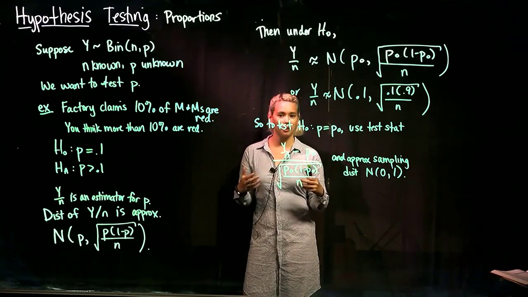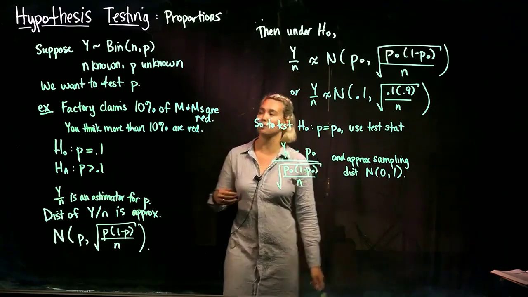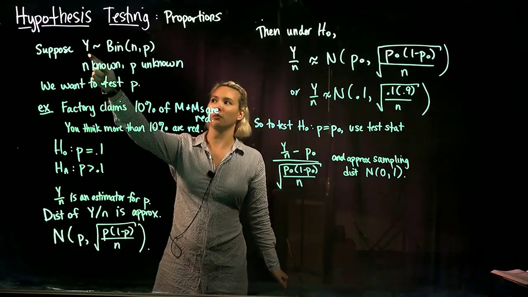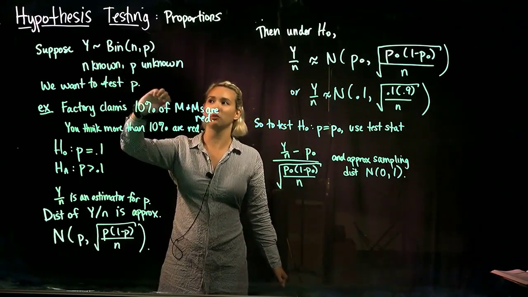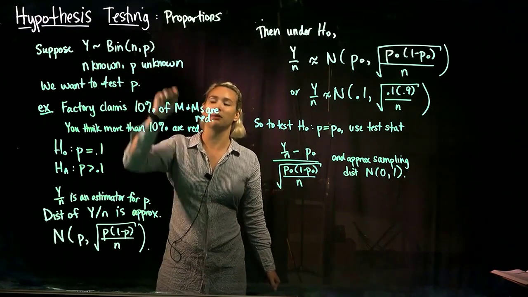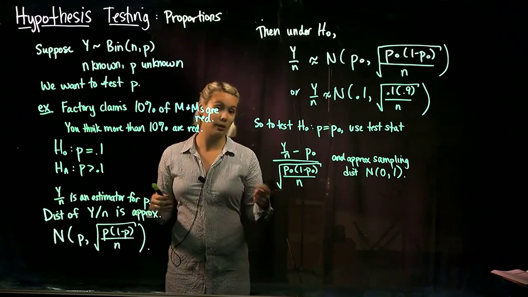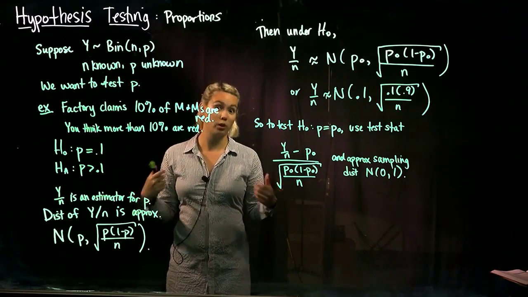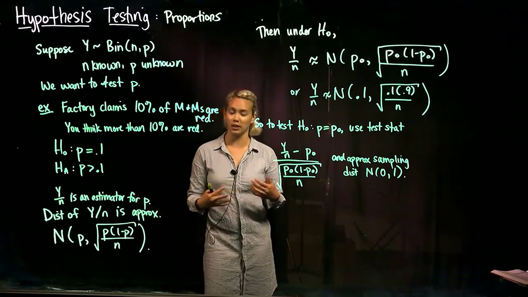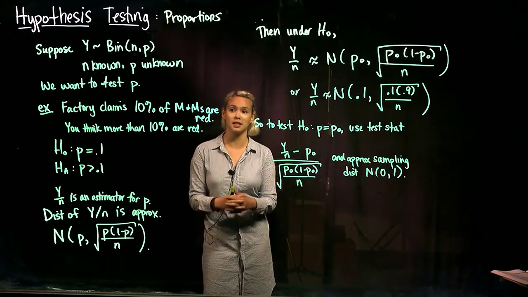All right, so what's our setup for the proportions? Suppose that we have a random variable y. It has a binomial distribution with n trials and probability of success p. So n is known. In other words, we know how many times we flip the coin, but p is unknown. We don't know the probability of heads or tails. Okay, so we want to test p.